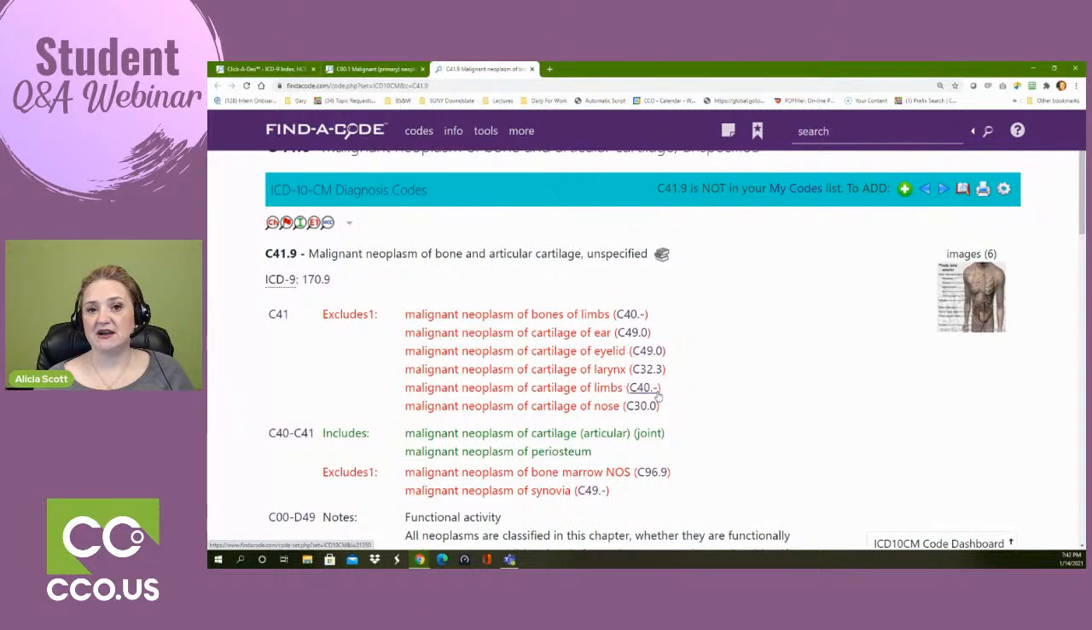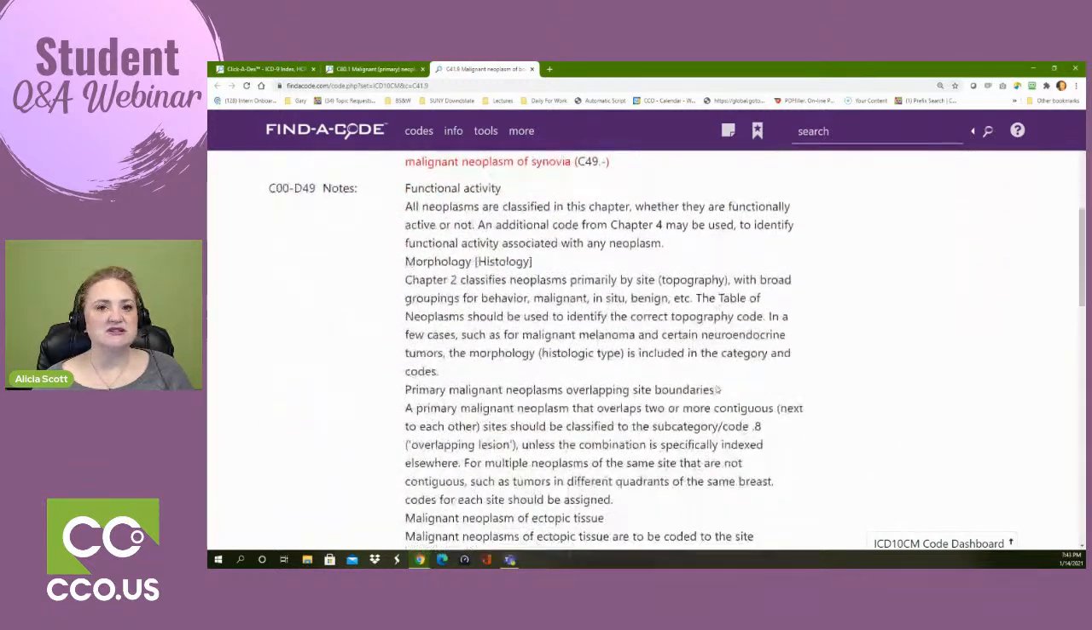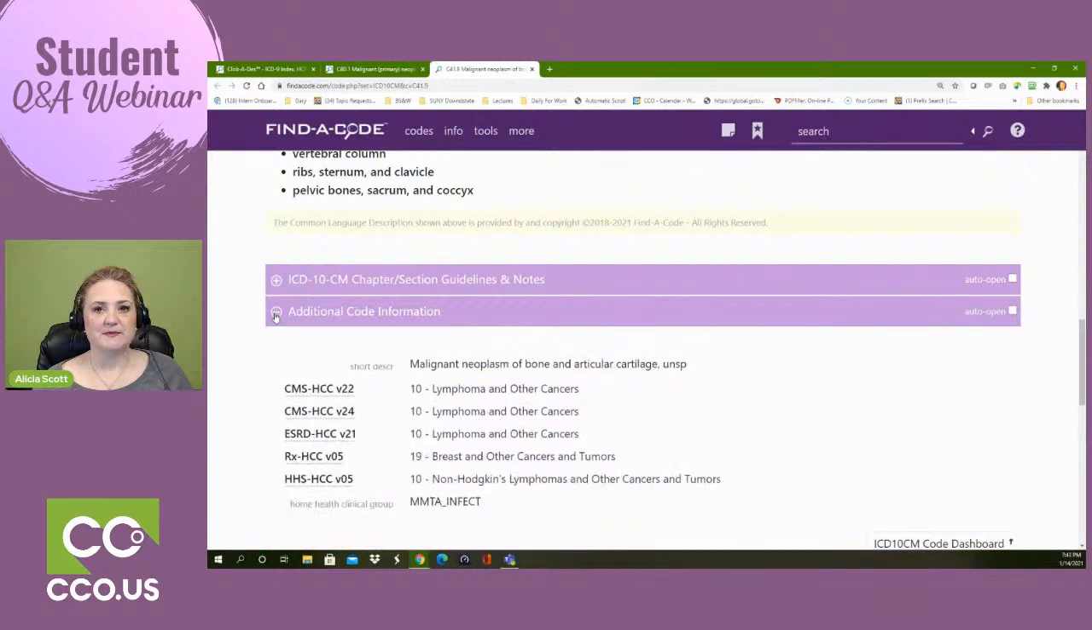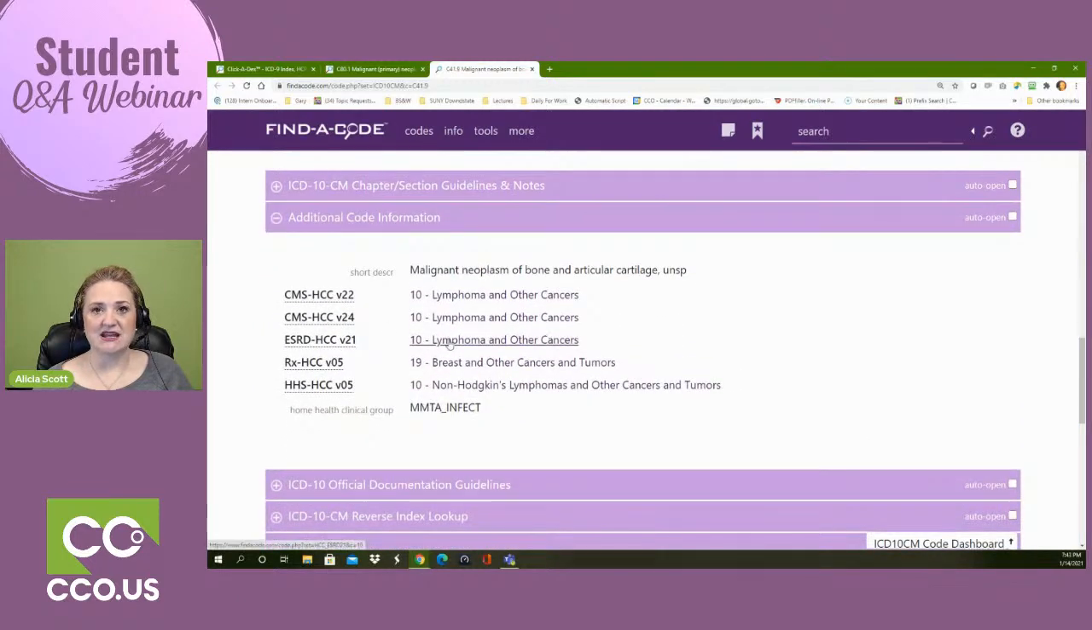Is it unspecified? Is it bilateral? Right, so that means there's more. Notice the larynx. The larynx is actually a bone, or actually kind of a cartilage area. Now let's go look and see what HCC it pulls, and it's a 10. So don't say that this always happens.